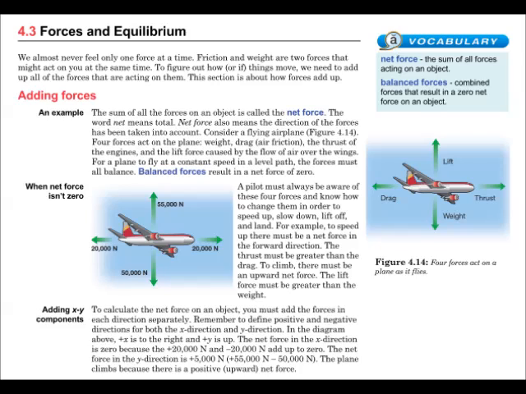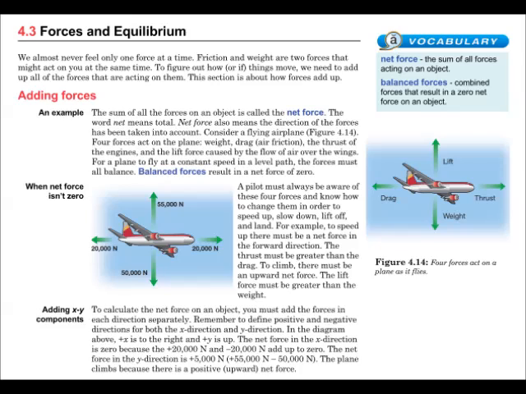The word net means total. Net force also means the direction of the forces has been taken into account. Consider a flying airplane, figure 4.14. Four forces act on the plane: weight, drag (air friction), the thrust of the engines, and the lift force caused by the flow of air over the wings. For a plane to fly at a constant speed in a level path, the forces must all balance. Balanced forces result in a net force of zero.